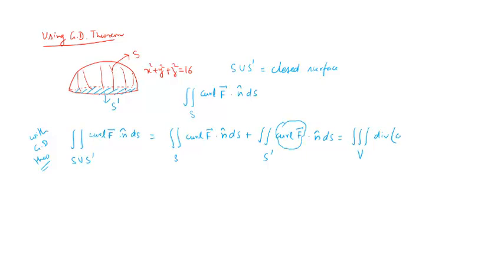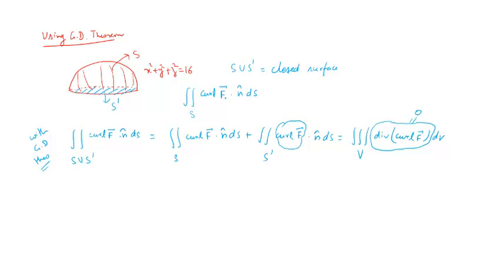So divergence of curl F dV, and we know that there is a vector identity which says divergence of curl F is always 0. So whenever you try to apply the Gauss divergence theorem in this type of problems, you will be obviously taking divergence of curl F, and divergence of curl F is always going to be 0.